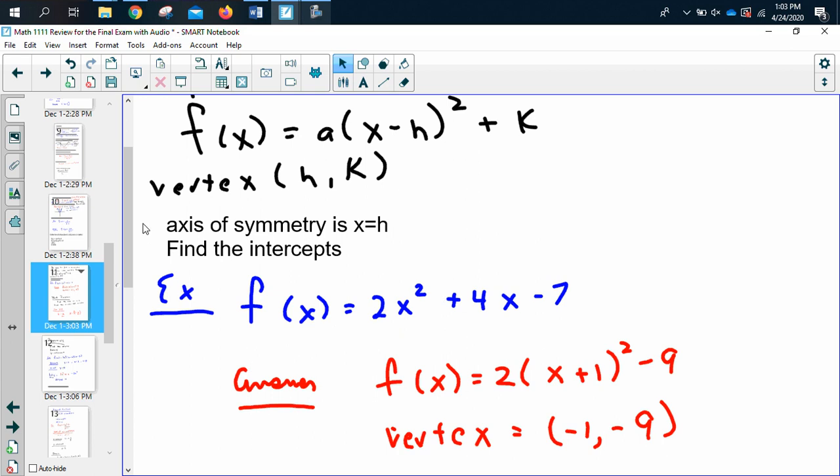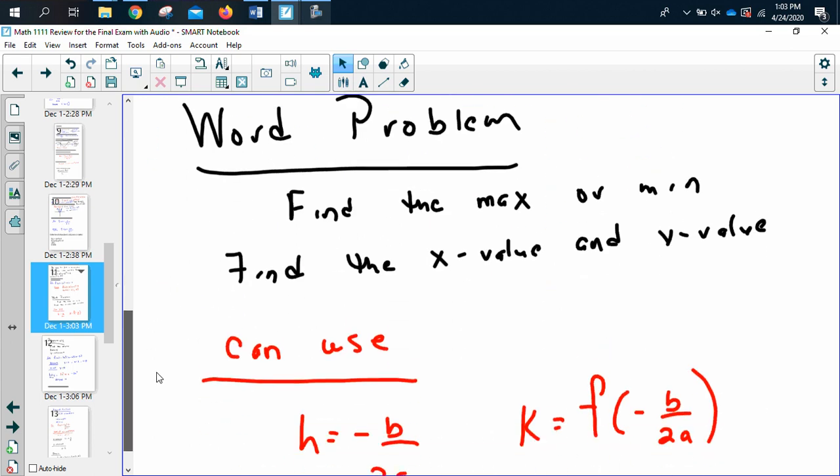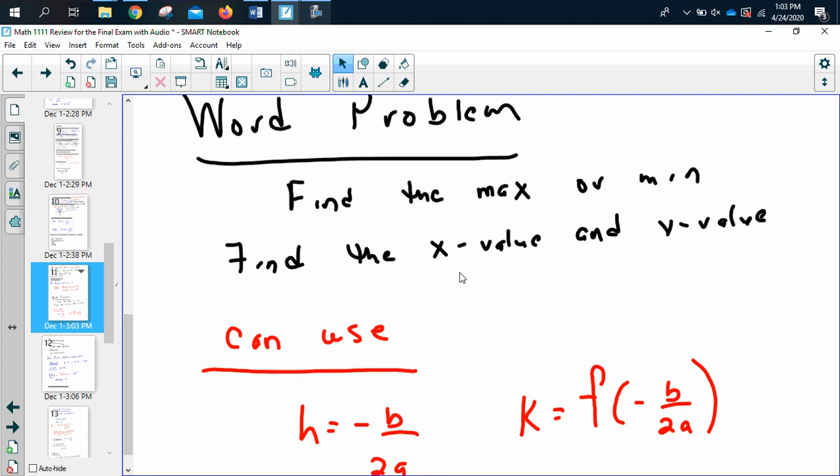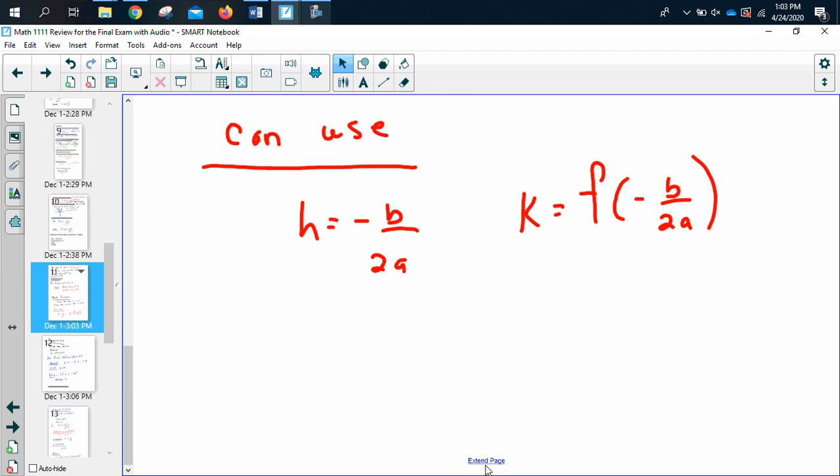This is the vertex. A word problem involving a quadratic where you need to find a maximum or minimum. And remember that the x value would be where the maximum or minimum occurs, and the y value would be what the maximum or minimum value is. Now you can use these formulas on the word problem. So this will give you the x value of the vertex, and this will give you the y value of the vertex.